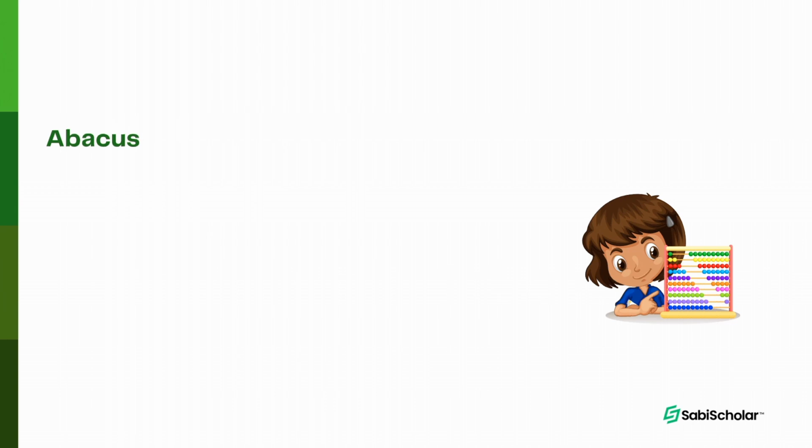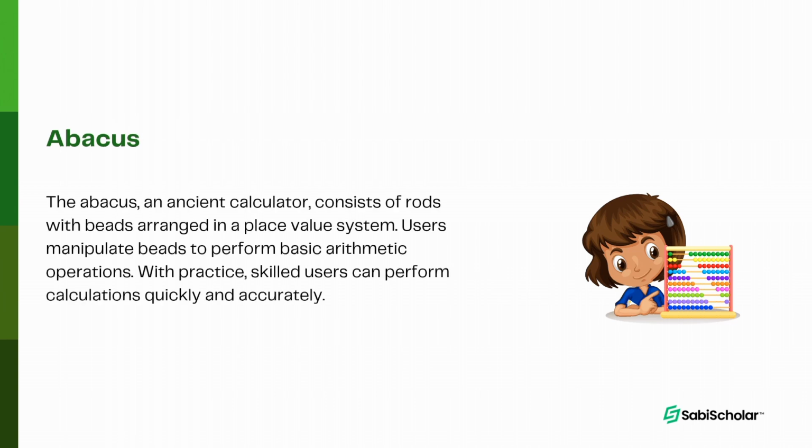The abacus was an ancient calculator which consisted of rods with beads, not the beads you wear on your neck. Literally, they were like boxes that had rods going across from one side to the other with beads on them, and each of these beads was arranged in a place value system. So the users would manipulate the beads to perform some basic arithmetic operations.